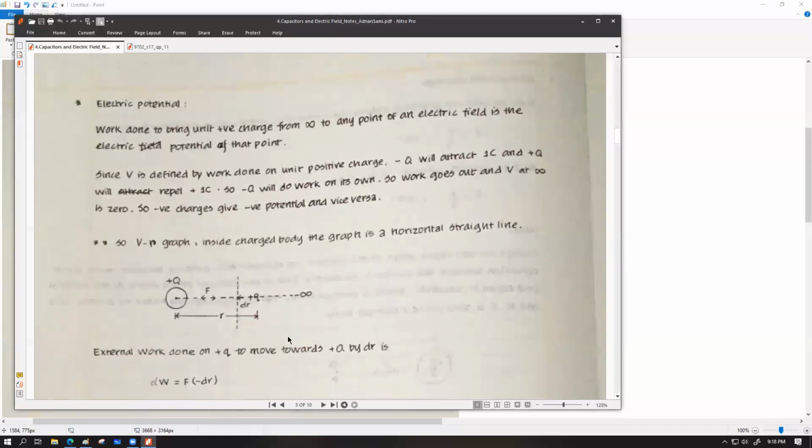Let's have a look for electric potential. The definition is very much similar like gravitational potential, only in this case the field is electric field.